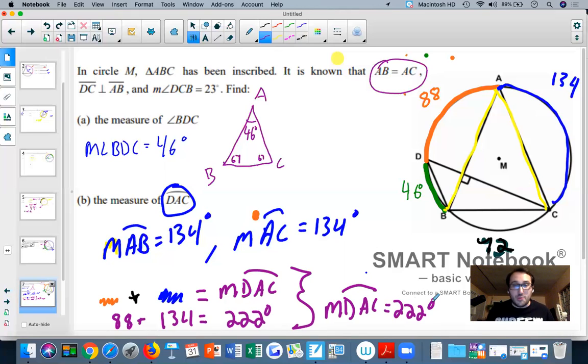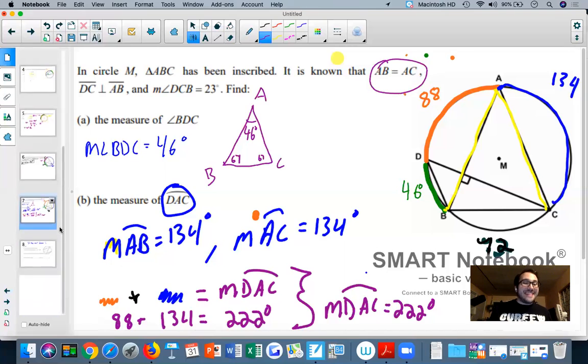I'm going to be honest, this was a very intense question. There are so many ways you could have done this. You didn't even have to use the congruent chords. Congruent chords intersect congruent arcs. You didn't even have to use that. I believe Ms. James just used a whole bunch of inscribed angles and found all of the pieces. You could have done a lot of different things with this. But again, if you got 222 for part B, awesome job.